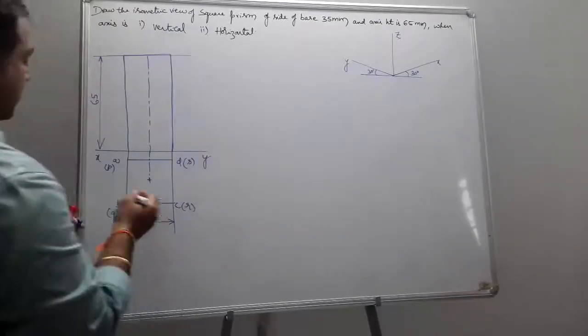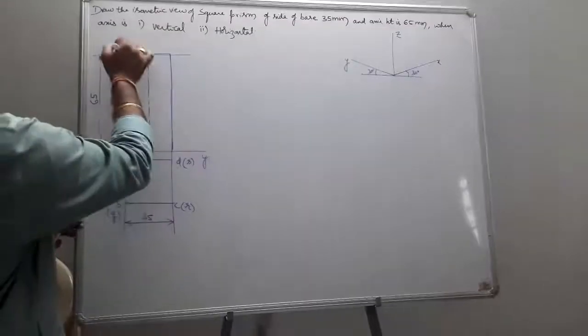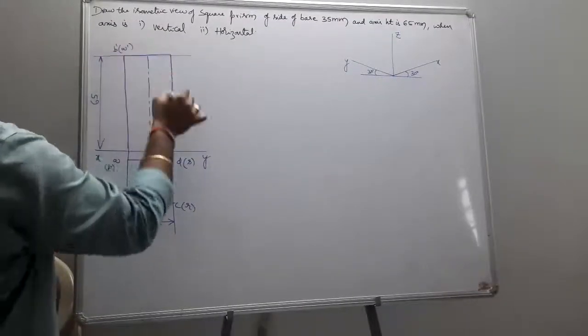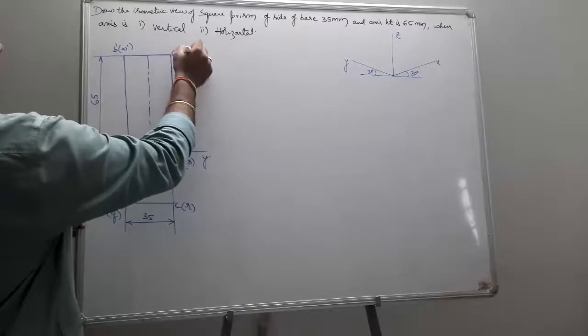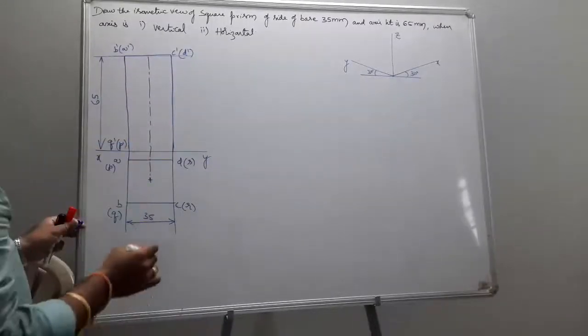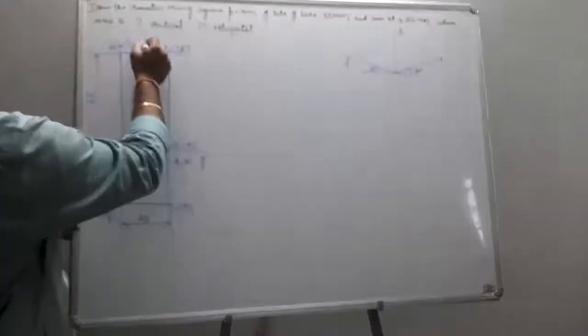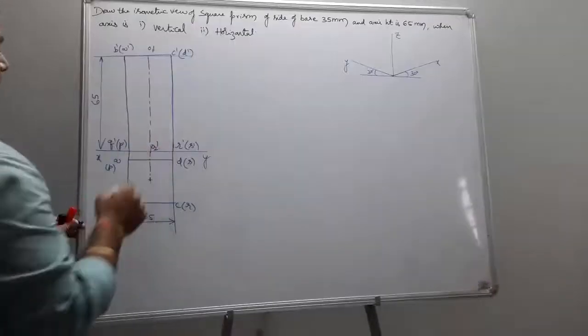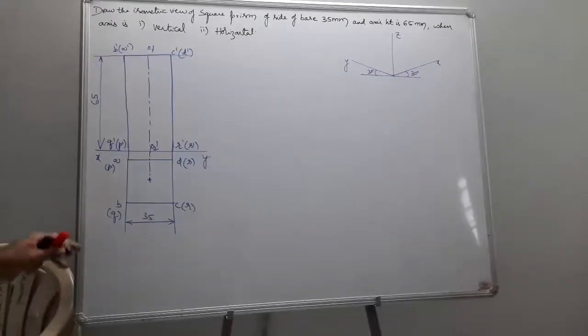What are the front view points? The top base is visible, right? So this becomes a dash, b dash and this becomes c dash, d dash. Similarly, the next edge, and then the other edge. This becomes your O1 dash and this is your O2 dash. So this was the simple position of the solid.